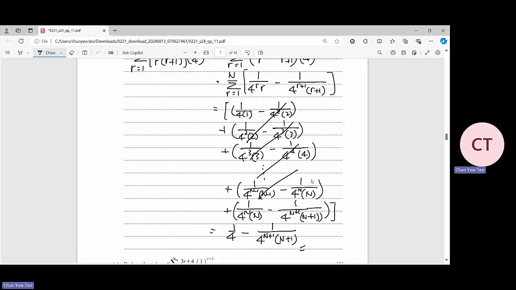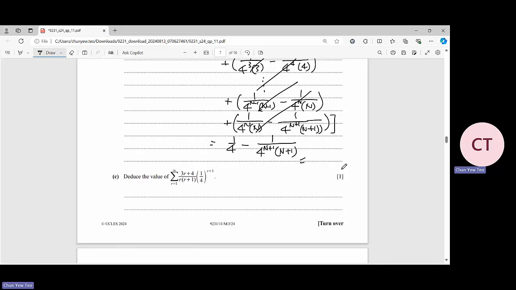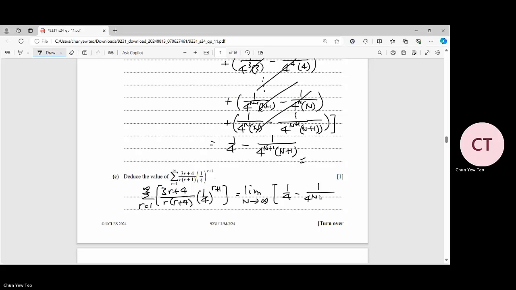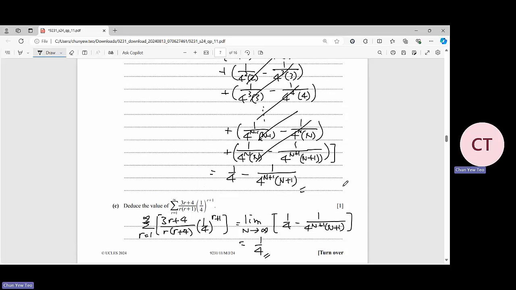Okay, and then not to forget to cancel everything. Now after that we are looking for the sum to infinity of (3r plus 4) over r(r+1) times 1 over 4 to the power of r plus 1. The whole thing here is the same as the limit of N approaching infinity of this whole thing. Then at the end, you get the answer as 1 over 4. Just like that. That will be the answer for question C.